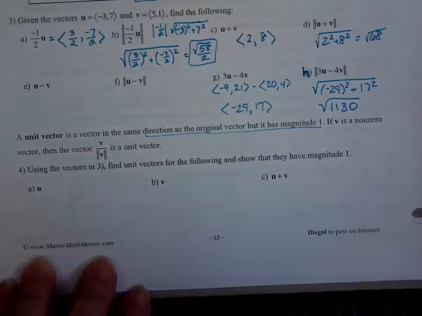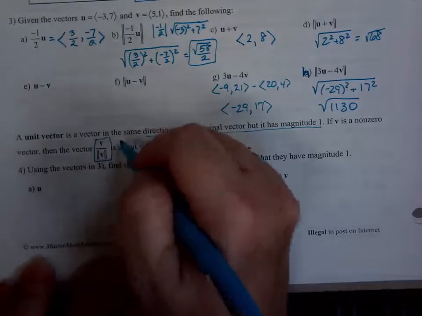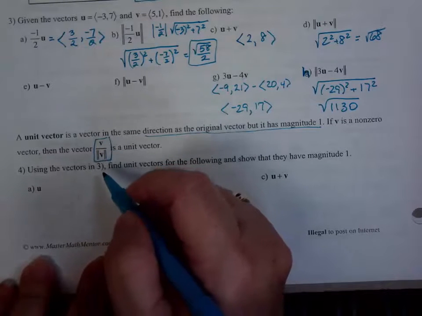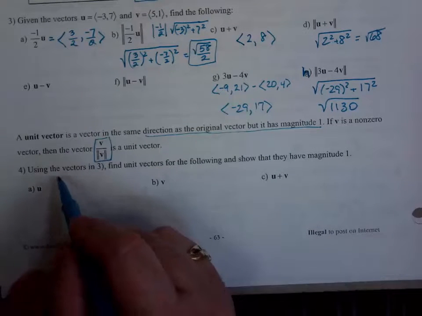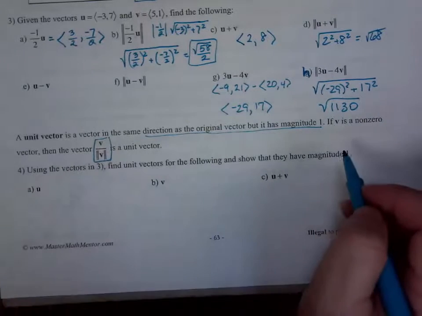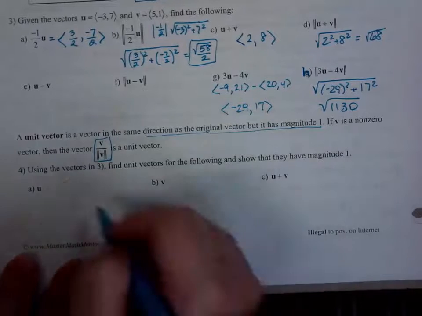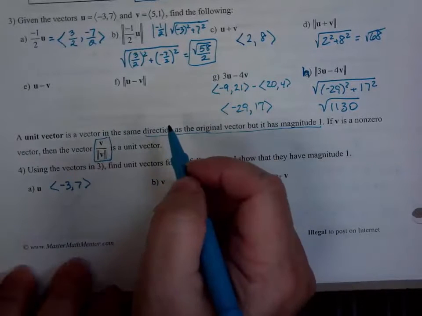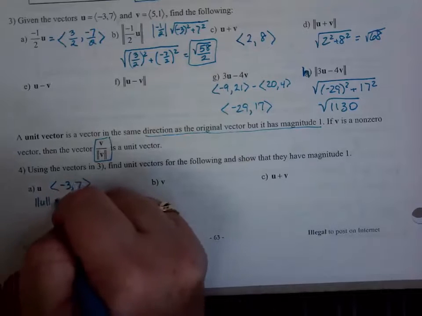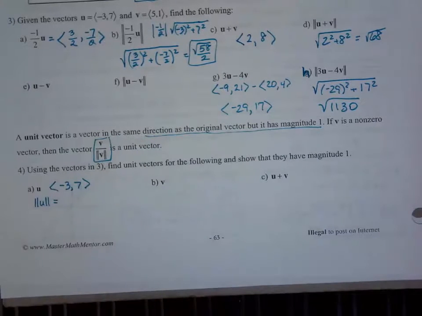So the way you find it is you find the vector itself and you divide it by its magnitude. Okay, so using the vectors in number 3, find unit vectors for the following. And it says to show they have magnitude of 1. I didn't do that in first period. So vector u was negative 3, 7. So the first thing I do is find its magnitude, which I already did. Look back up at number 3b.